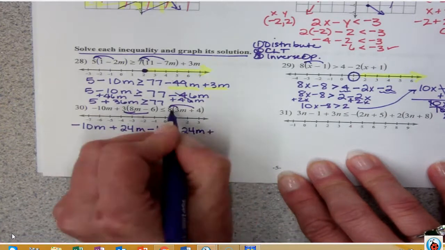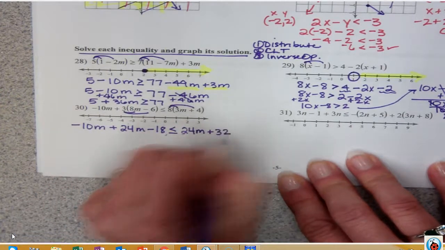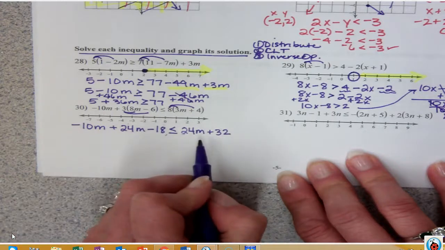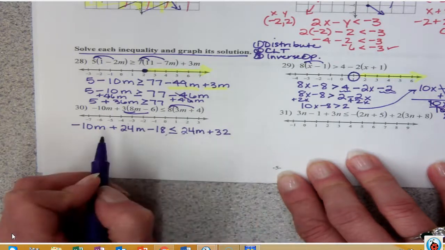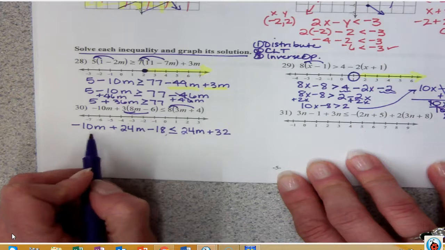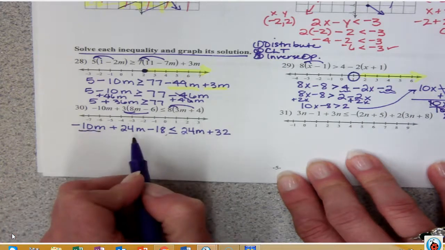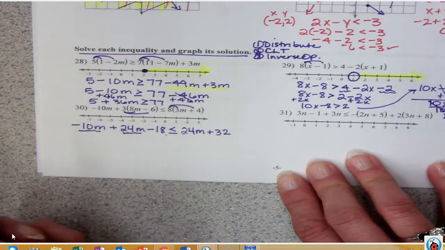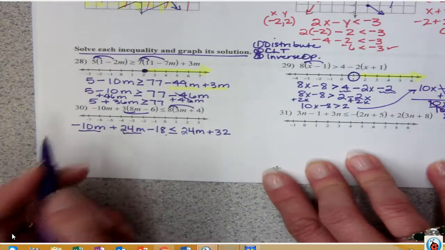Plus 8 times 4 is 32. Alright? So this is as far as I can go over here, but I do see some like terms over here. There's a number with an m and another number with an m. So I need to combine those up.